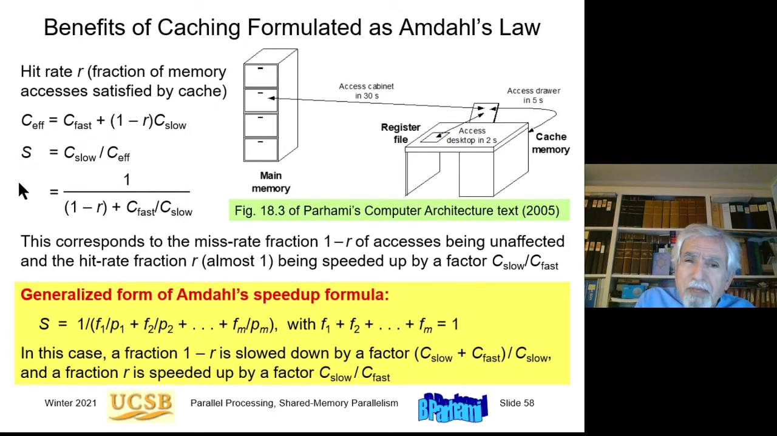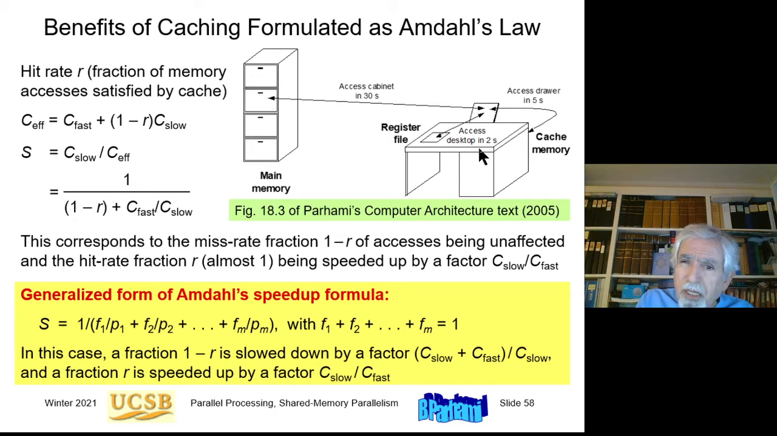So, benefits of caching. Here's an analogy. When you're sitting at your desk, some documents that you're accessing frequently are on your desktop. Other documents that you need, but not as often as these, may be in drawers close by. And other documents may be in the file cabinet. So this is sort of level 1 cache, level 2 cache, and main memory.